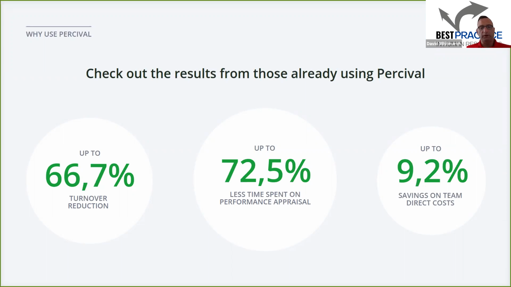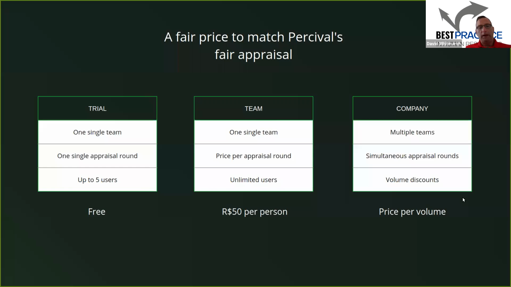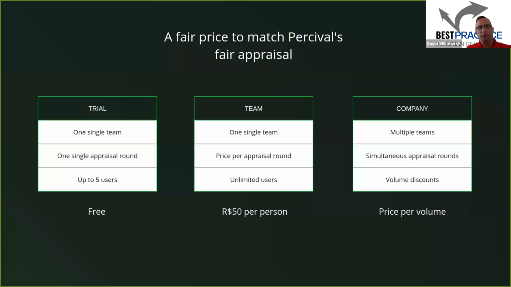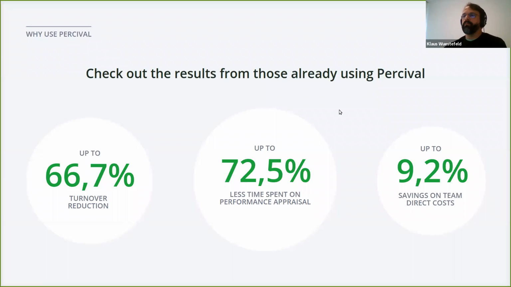Oh, okay. Sorry, I was trying to figure out how you calculated the turnover cost, right? Yeah. And that's huge also. That's a big one. Sorry, if it's handy, could you go back to that 72%? So, 72.5% less time spent on performance appraisals.